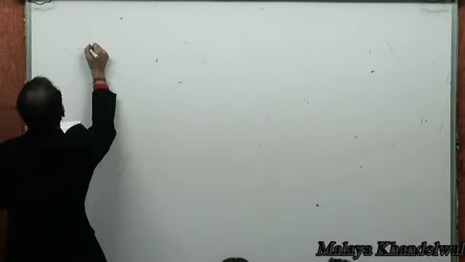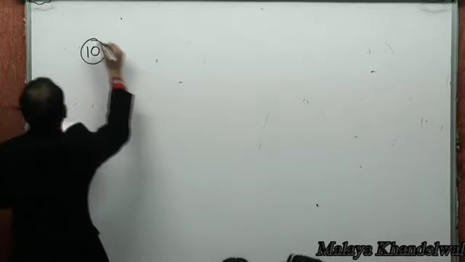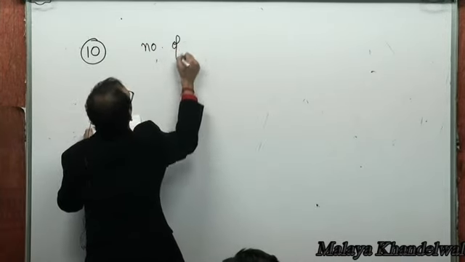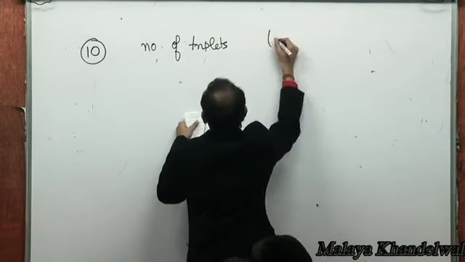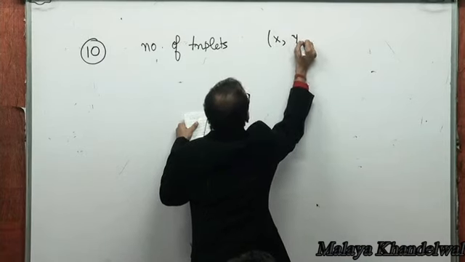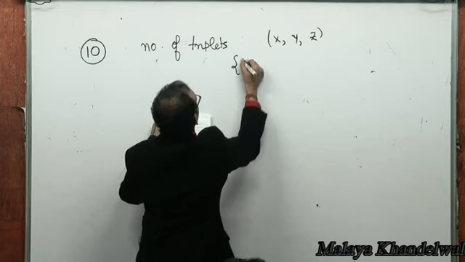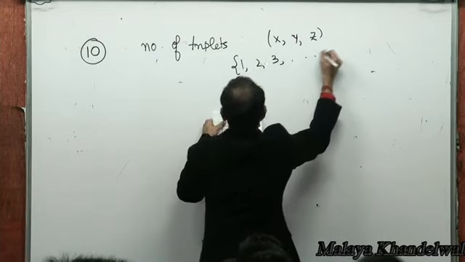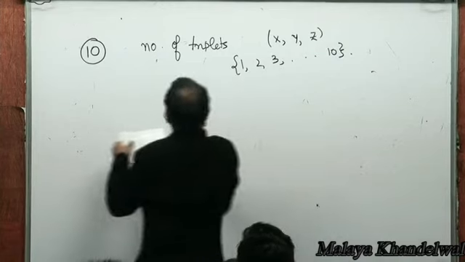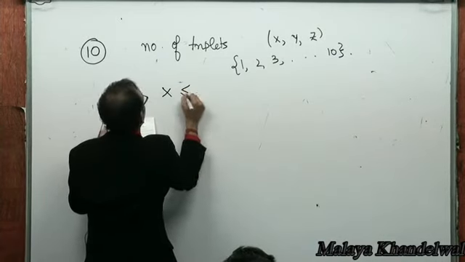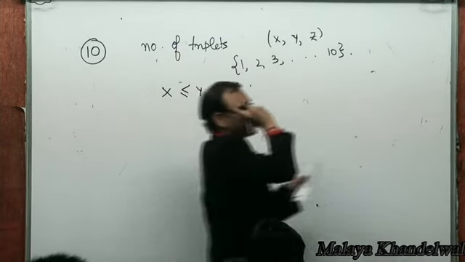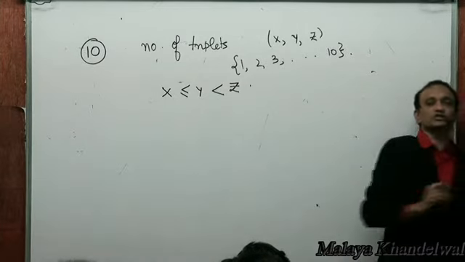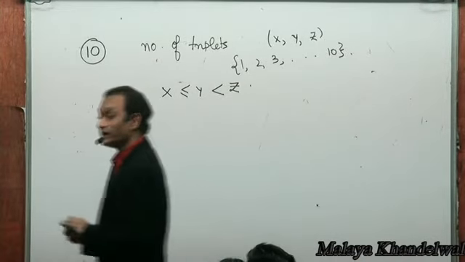Okay. Number 10. Number of triplets. We want to select number of triplets x, y, z from the set 1, 2, 3, up to 10, such that x is less than or equal to y, less than z. X is less than or equal to y, less than z. Subject to this condition, we want to select 3 numbers x, y, and z.